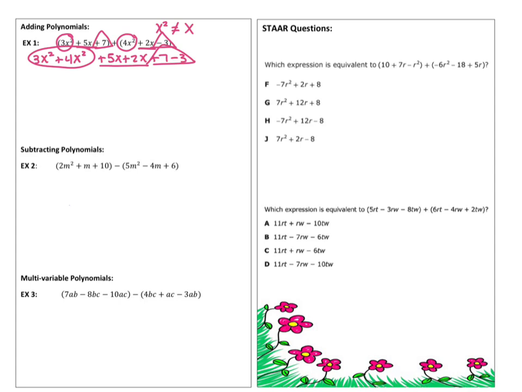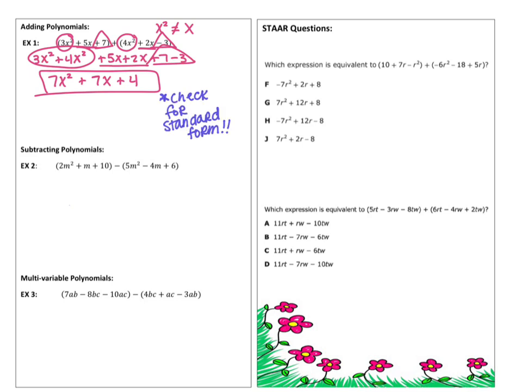So 3x squared and 4x squared, how many x squareds do I have? 7x squared. 5x plus 2x, how many x's do I have? 7x. And 7 minus 3, I have 4 left. My last step is to check that your polynomial is written in standard form from highest to lowest degree. This one is, so we are good to go.